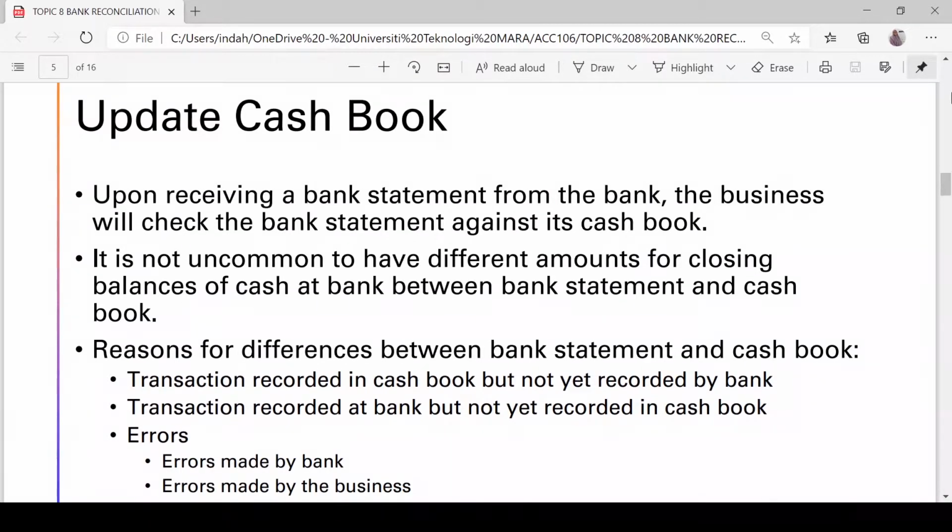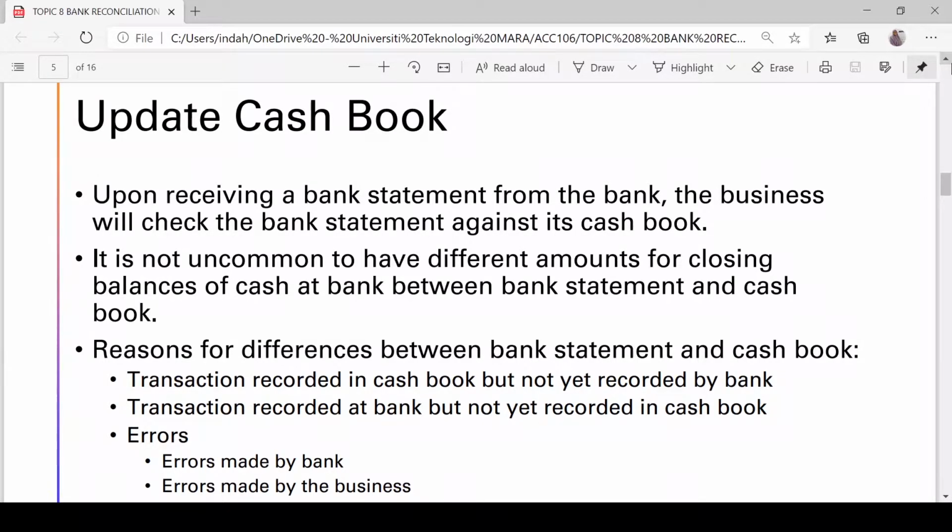This is the next subtopic, which is update cash book. Upon receiving a bank statement from the bank, the business will check the bank statement against the cash book. It is not uncommon to have different amounts of closing balance of cash at bank between the bank statement and the cash book. It is not unusual to have different closing balances of cash at the bank, by referring to the bank statement and the cash book that is written by the business.